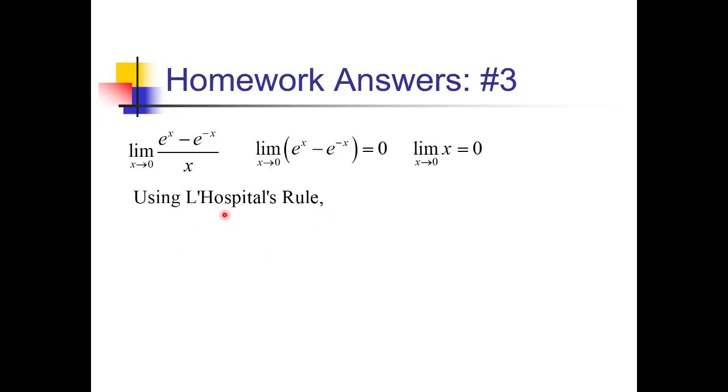So let me take my original limit, and that's going to equal the limit of the derivatives of the numerator and denominator. So for the numerator, derivative of e to the x is still e to the x. Derivative of negative e to the negative x, that would be negative e to the negative x times a tail of negative 1. So that would end up being plus e to the negative x up there. And then derivative of x is just 1, so that's kind of nice.